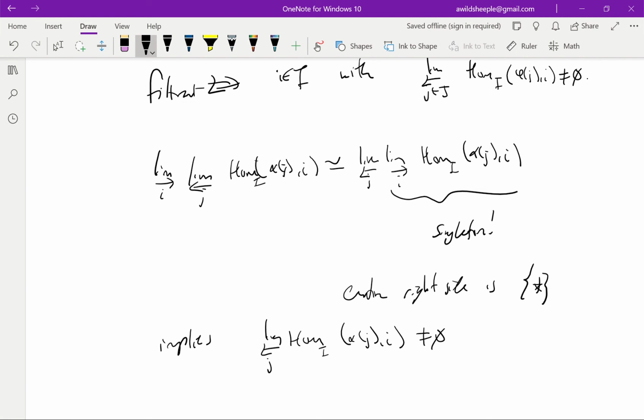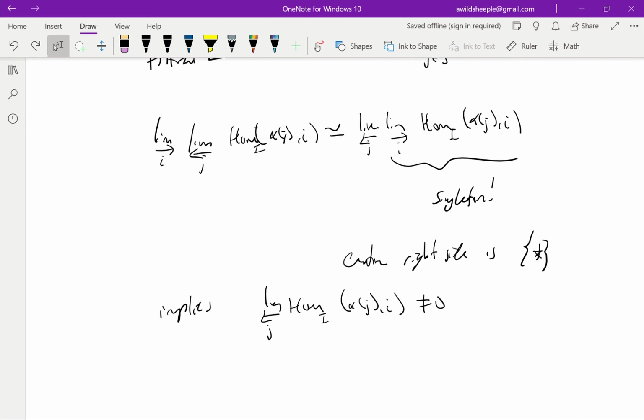I took a bunch of limits over things of these diagrams. I don't want to say shape, or with these objects in them. And so since I didn't get something empty, those limits must also not be empty, and therefore we've established that this category is filtrant. And that finishes the proof.